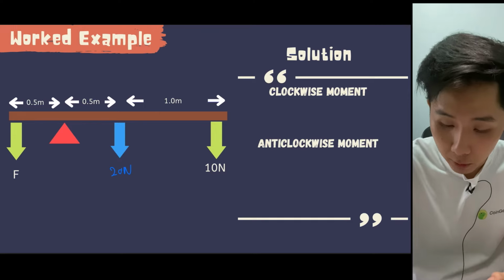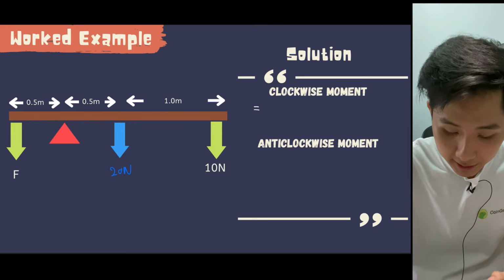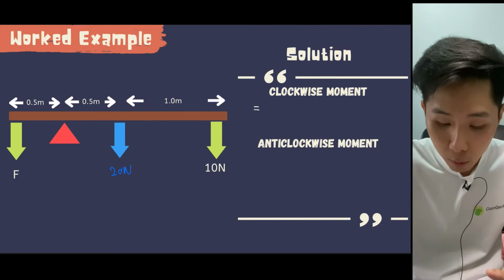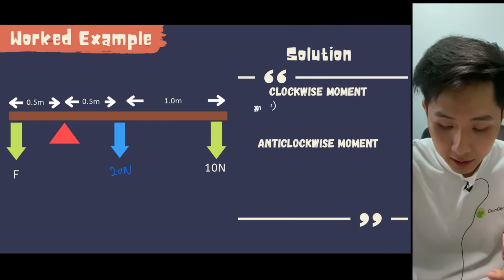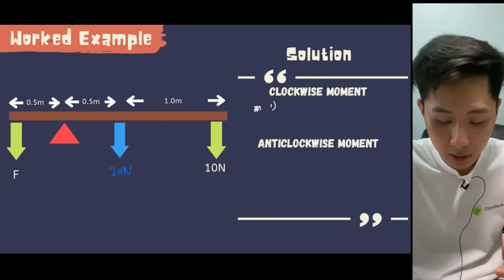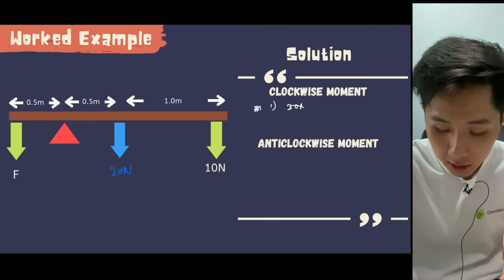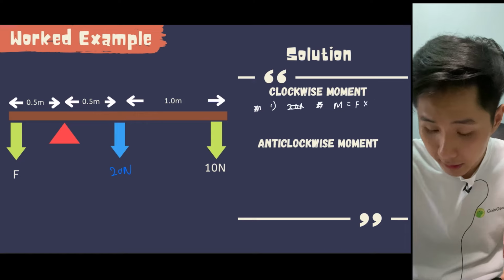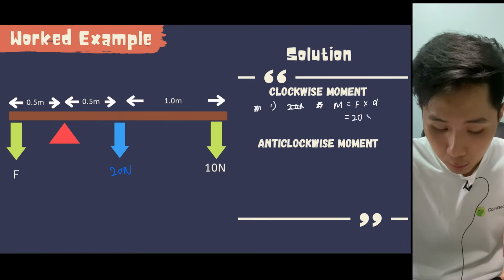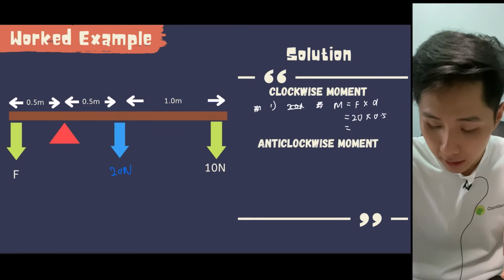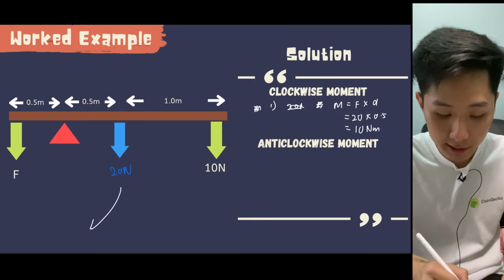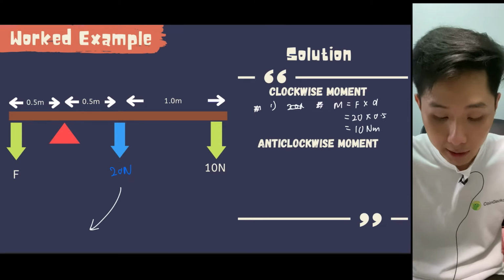Let's do the clockwise moment. The first one, let's do this one and this one. The moment exerted by the rod will be 20 Newton. M equals F times D, so we're going to have 20 times 0.5. You're going to have 10 Newton meter. So that's the first clockwise moment.